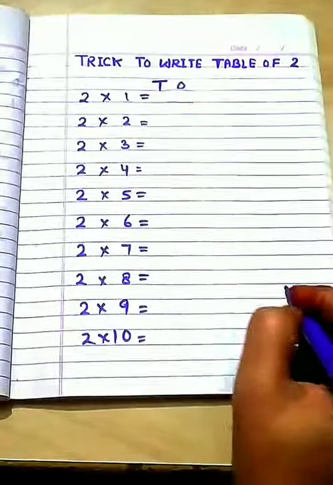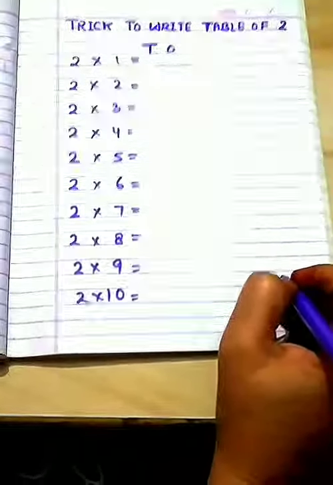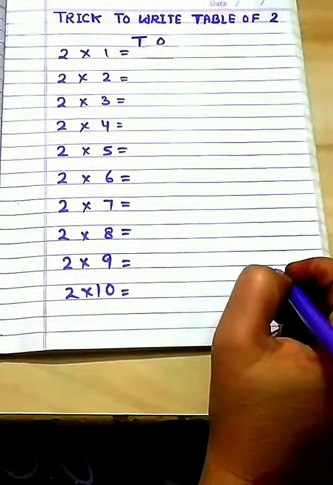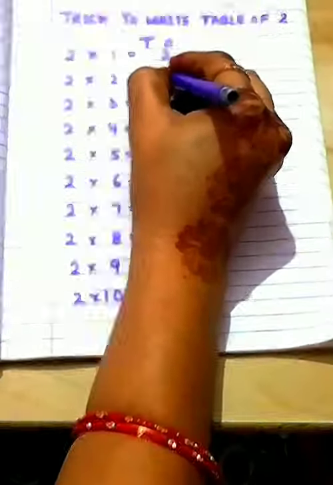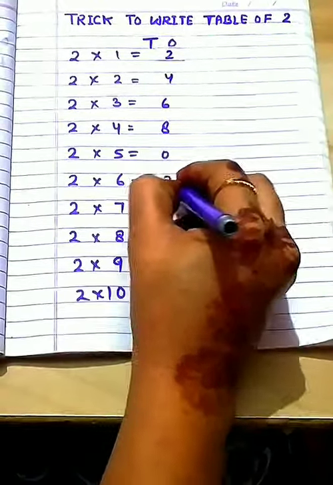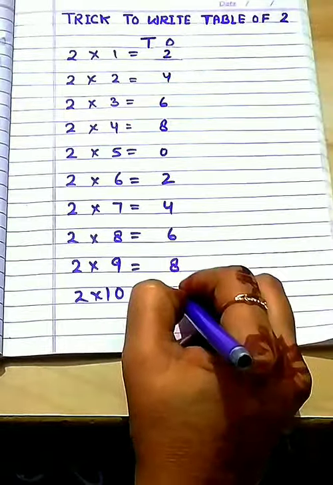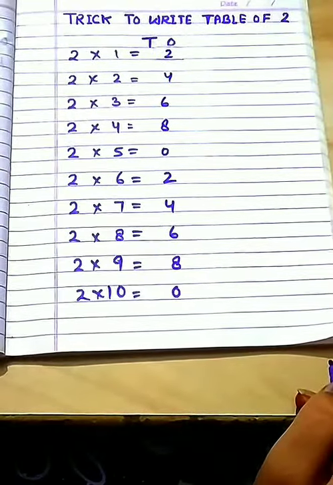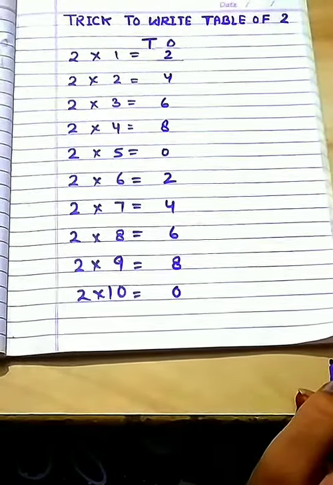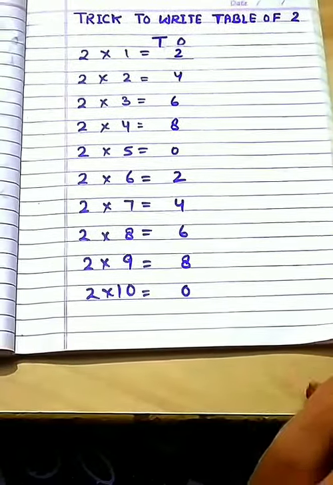Trick to write table of 2. First we will write 2 to 0 even number 2 times from top to bottom. Then we will write 4 times 0 and 5 times 1 in tens place.